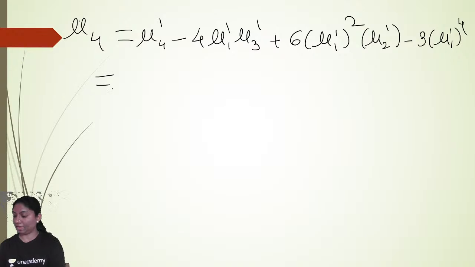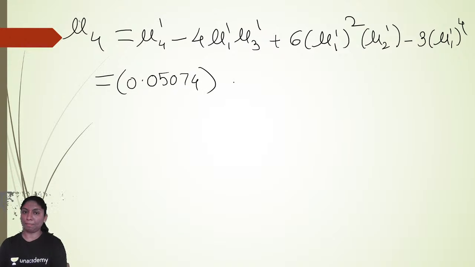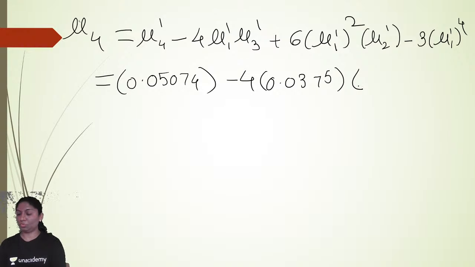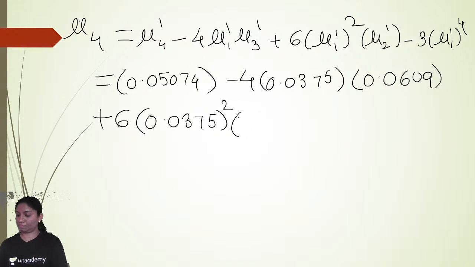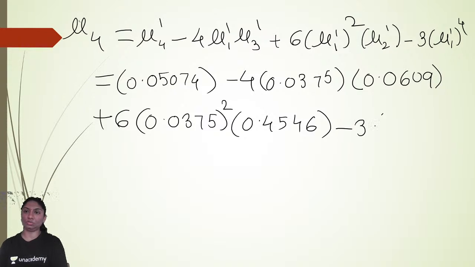Which is equal to, now put the values. Mu4 dash is 0.05074 minus 4 into mu1 dash, which is 0.0375, into mu3 dash, which is 0.0609, plus 6 into mu1 dash, 0.0375, into mu2 dash, 0.4546, minus 3 into mu1 dash, 0.0375 bracket raised to 4, is equal to.